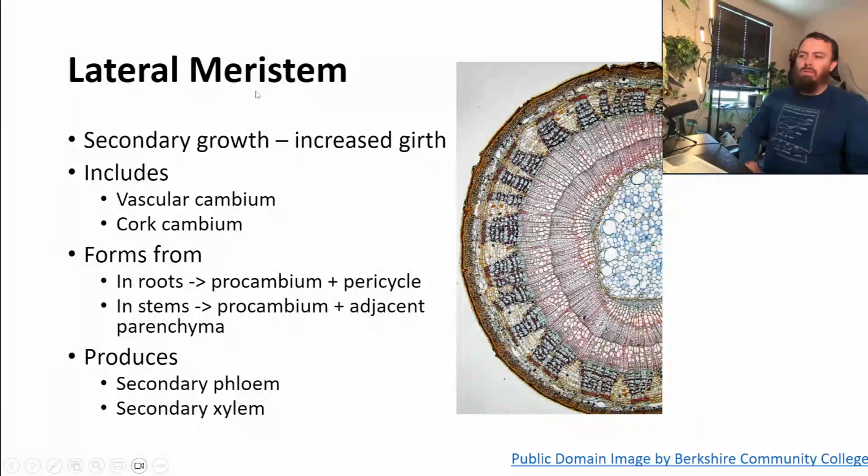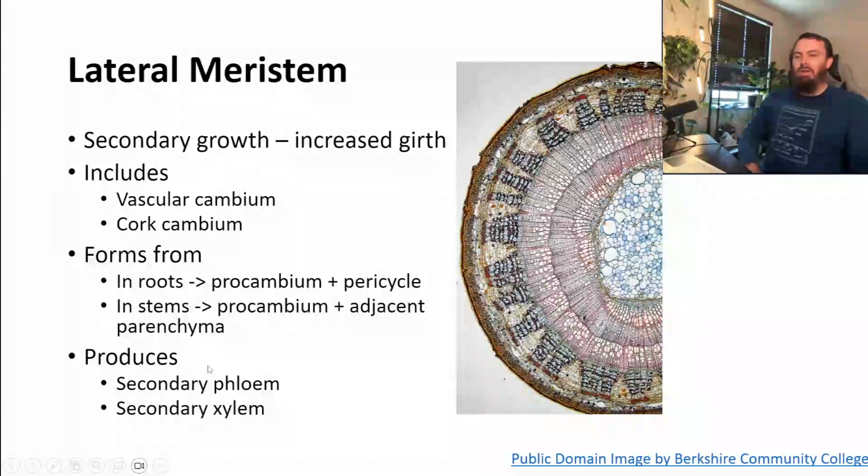Now, this works in several ways. You need two different meristematic regions. You need one for the vascular cambium, and then just exterior to that, you need the cork cambium to produce the bark, basically. And it depends on if it's in the roots or the shoots. So in the roots, it's forming from the procambium and the pericycle. In the stems, it's forming from the procambium and the adjacent parenchyma.